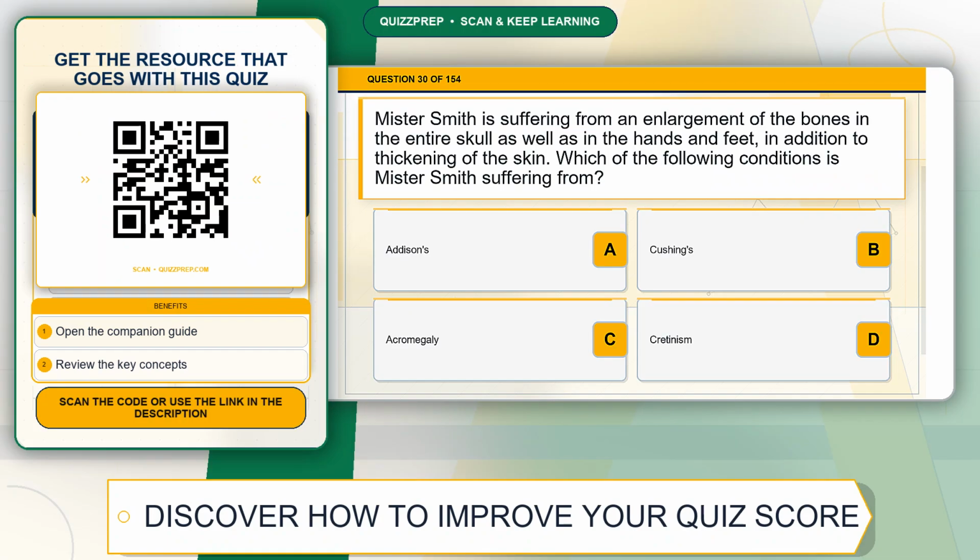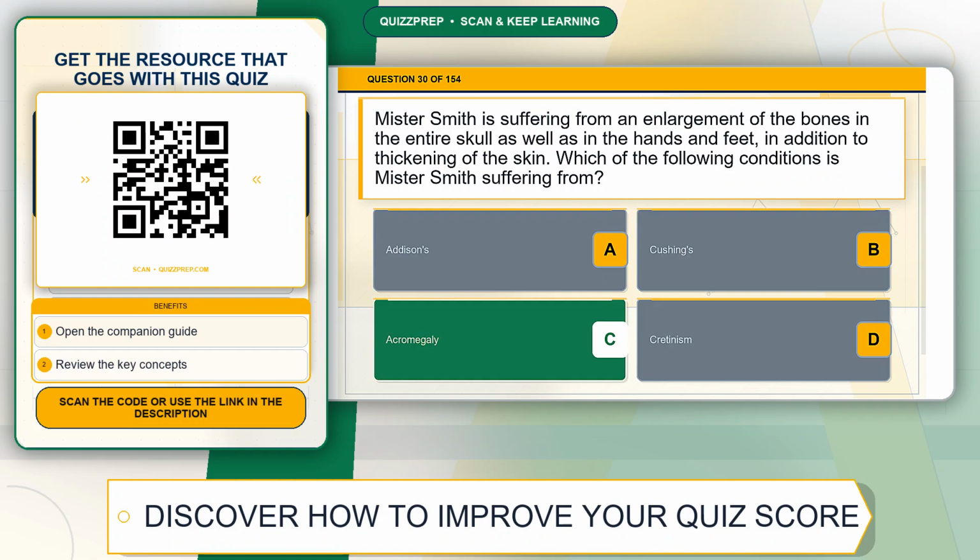Question 30. Mr. Smith is suffering from an enlargement of the bones in the entire skull as well as in the hands and feet, in addition to thickening of the skin. Which of the following conditions is Mr. Smith suffering from? Option A, Addison's. Option B, Cushing's. Option C, acromegaly. Option D, cretinism. The correct answer is option C, acromegaly.